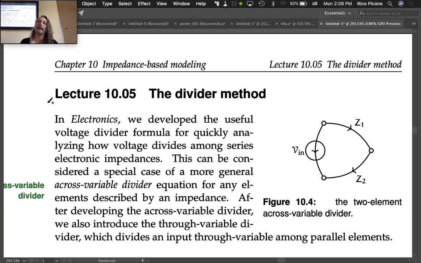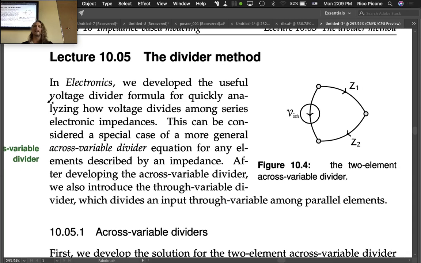So in electronics, we developed the useful voltage divider formula for quickly analyzing how voltage divides among series electronic impedances. This can be considered a special case of a more general across variable divider equation for any elements described by an impedance. After developing the across variable divider, we also introduced the through variable divider, which divides an input through variable among parallel elements.